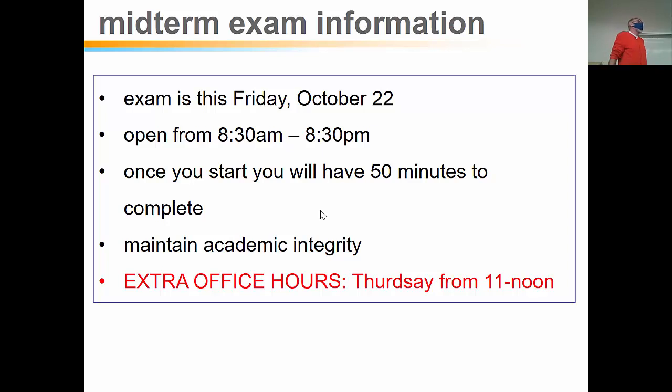You can start the exam anytime between 8:30 a.m. and 8:30 p.m. So we don't have any class on Friday. If you're looking for a place to write the exam, you can utilize this room because nobody will be in here. And if you have any questions, I'm going to have extra office hours tomorrow from 11 until noon. Outside of that, you can email me and I'll see if I may be able to answer your questions that way.